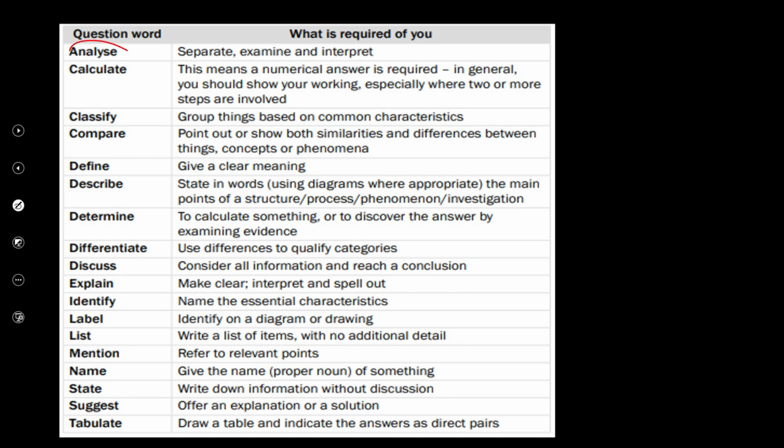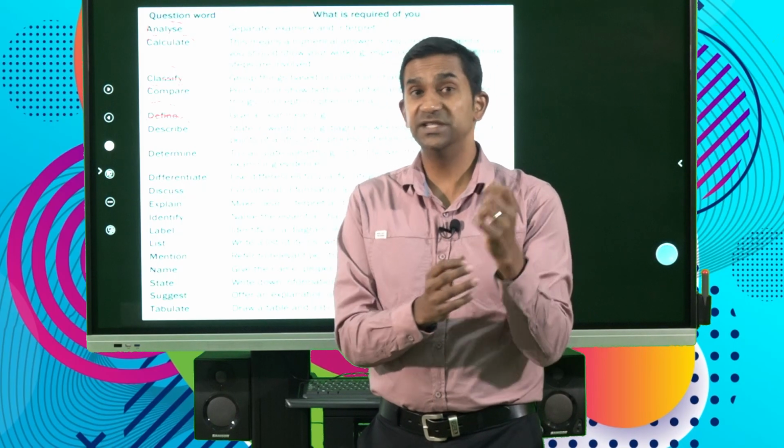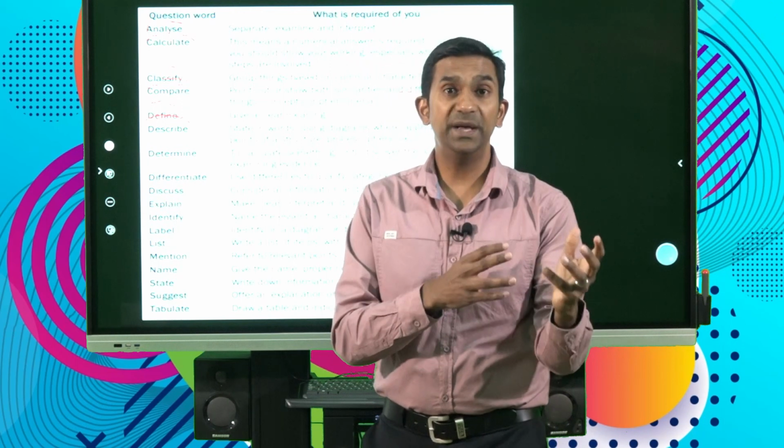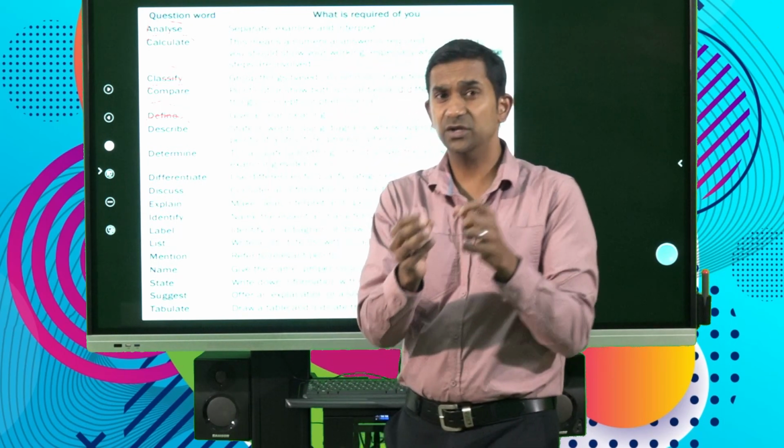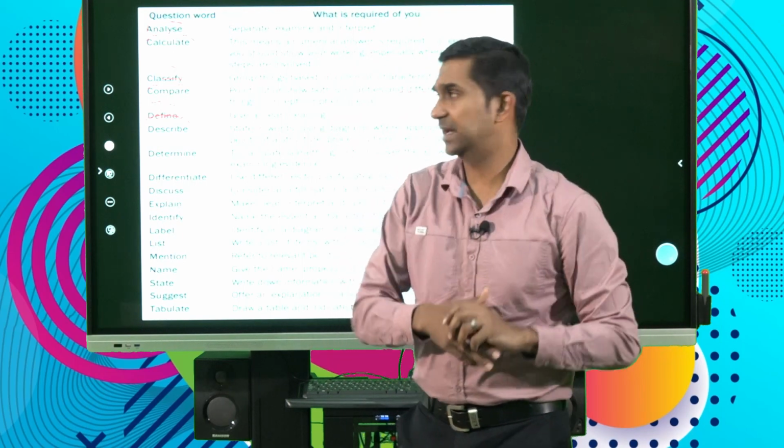So analyze, calculate, classify, compare, define, describe. These are key words, and let's try and unpack these. The concept of compare would be where similarities or differences are drawn. For example, compare the difference between DNA and RNA, or compare how two hormones function. Those are questions that require you to draw comparisons or similarities.